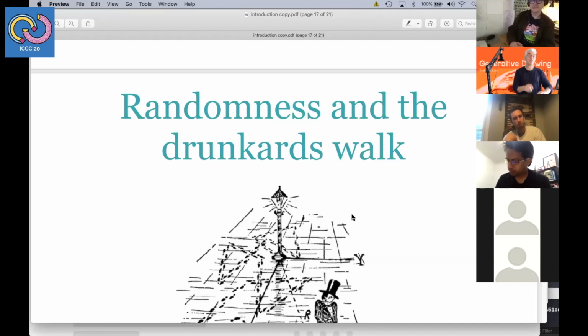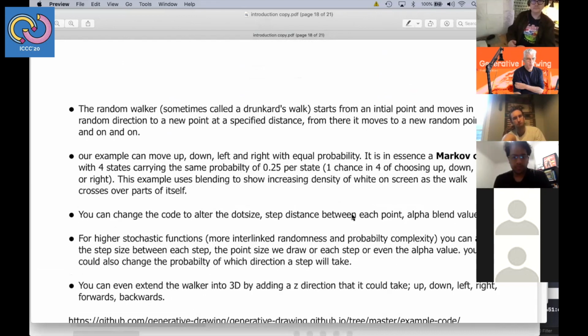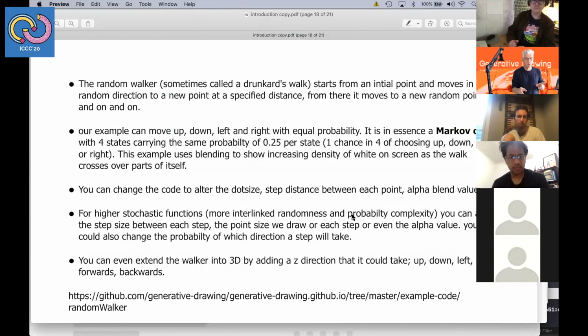I want to go to a code example now and actually switch a little bit and talk about randomness in the drunkard walk. A random walker, sometimes called a drunkard's walk, starts with an initial point and then moves in a random direction to a new point at a specified distance. And from there, it moves to a new random point and then does it again. So we have recursion, as we've seen. And you can add additional rules. But it is this staggering from one point and then staggering to the next and staggering to the next. And I'm going to show you a code example, and I'm going to introduce an idea a little bit faster than I wanted to, but I'm conscious of time.